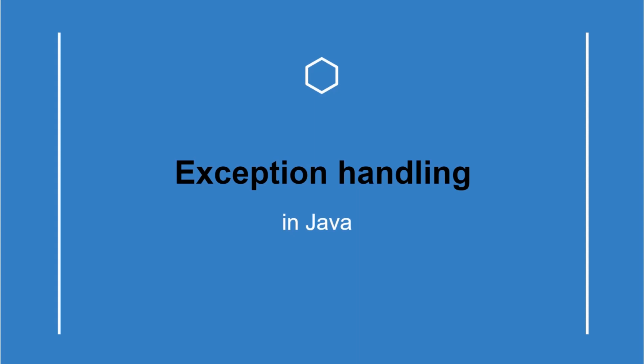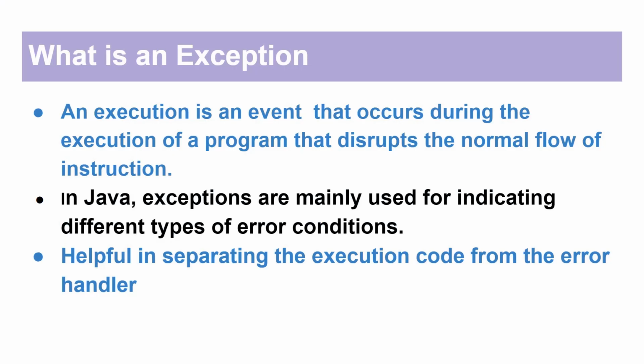In this video, today we will learn about exception handling in Java. First, we will learn what an exception is. An exception is an event that occurs during the execution of a program that disrupts the normal flow of instructions. In Java, exceptions are mainly used for indicating different types of error conditions, and they help in separating the execution code from the error handler.